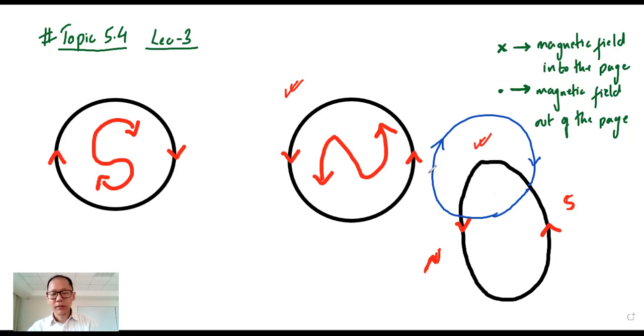I'll see you all in the next lecture. In the next lecture, we'll talk about the forces between two currents. We'll also talk about the magnetic field of solenoids and so on.